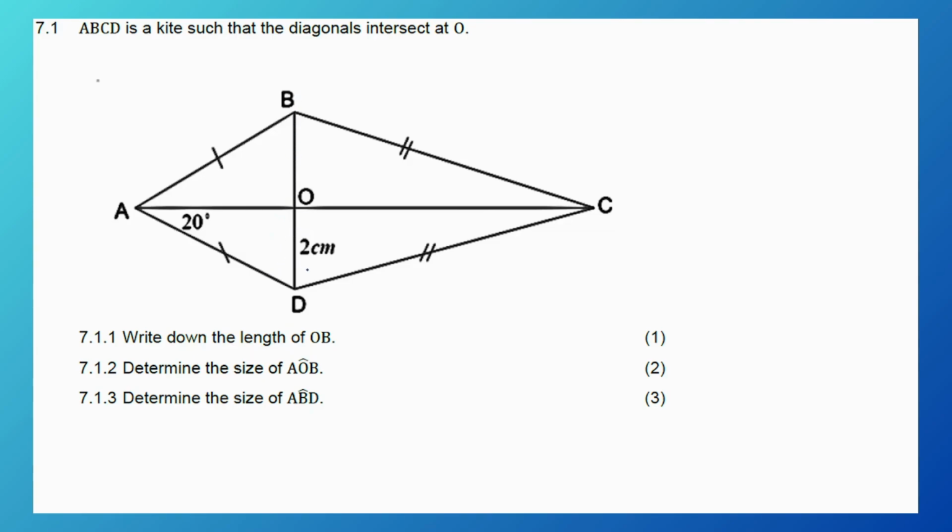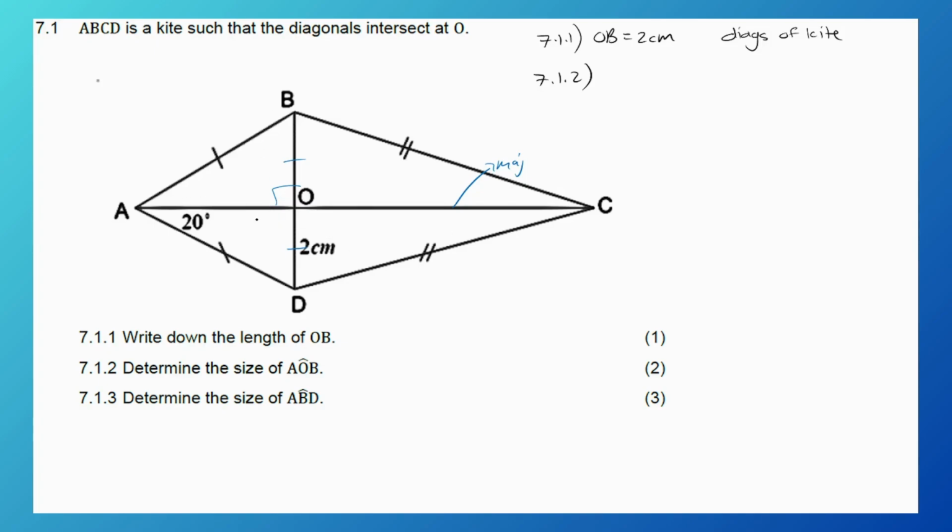Now if you know your properties of a kite, you would know that the major diagonal, which is the one that goes from between the two equal sides to between the two equal sides, this one is your major, bisects your minor diagonal at 90 degrees. So for 7.1.1, finding the length of OB, it will also be 2 centimeters, reason being diagonals of a kite.